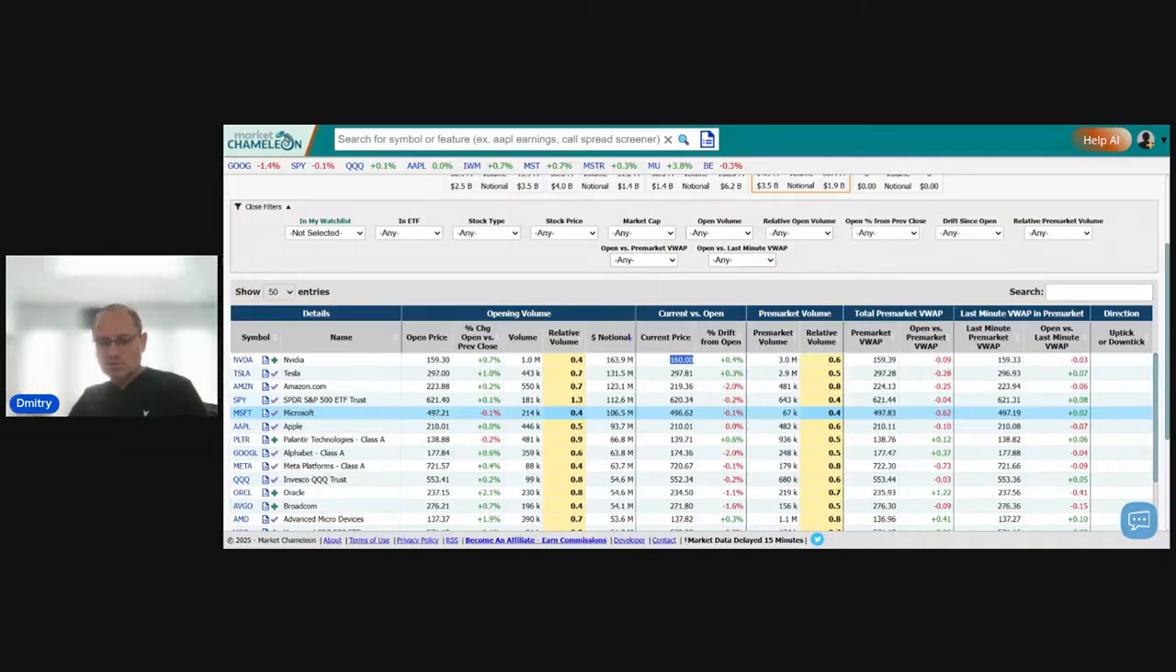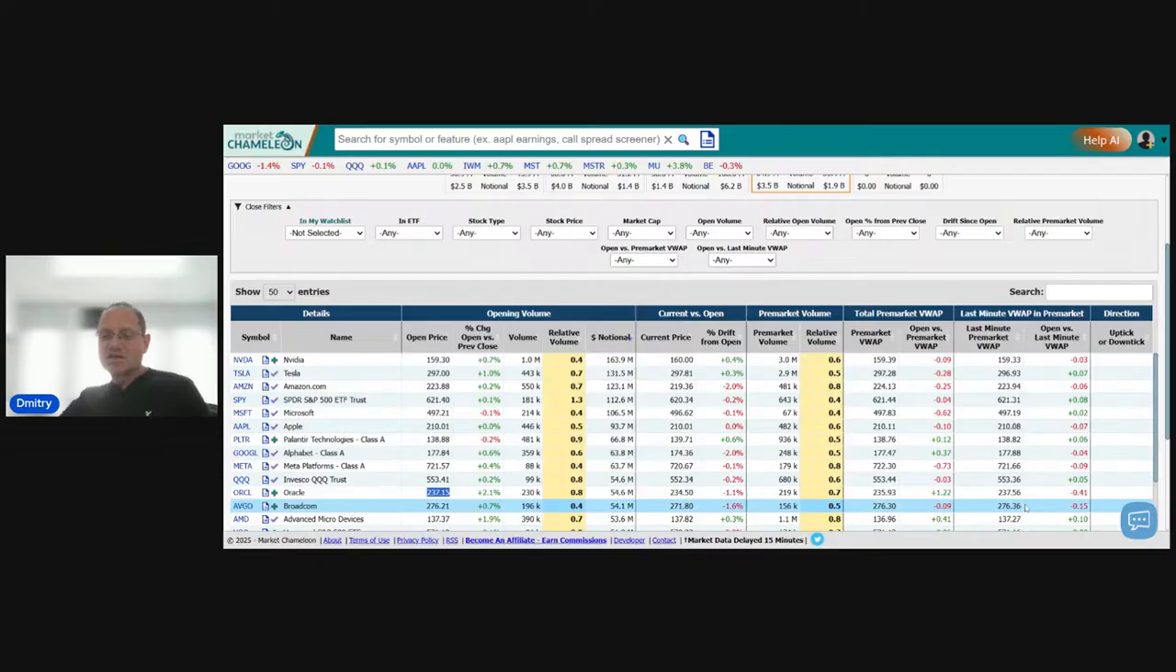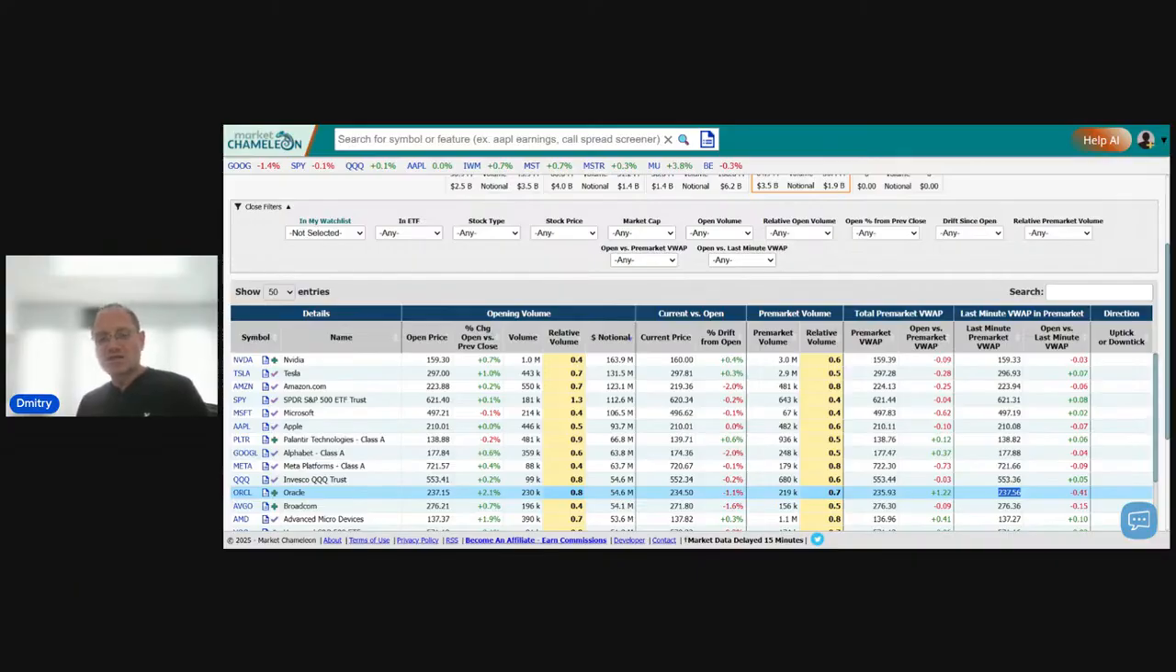Right? Well, how did we open up? How did that compare to the previous day's close? How did it compare to the pre-market trading? How did the opening price compare to the VWAP right before the opening? Was there a big difference? Like over here, let's say in Oracle, the opening price was 237.15, but right before the opening, the last minute of trading was 237.56, so the opening price was a little bit lower, 41 cents.